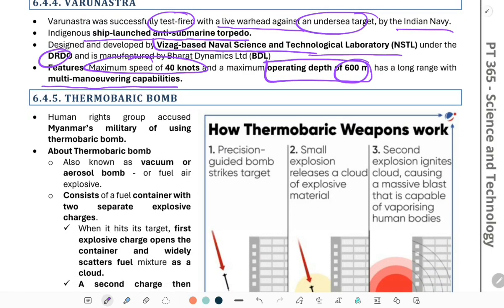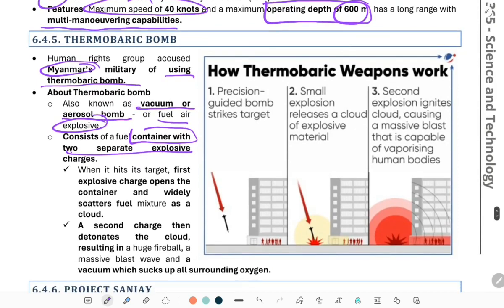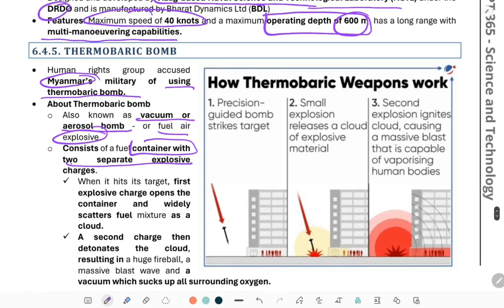Thermobaric bomb. Human rights groups have accused Myanmar's military of using this thermobaric bomb. It is also known as a vacuum or aerosol bomb or a fuel air explosive. It consists of a fuel container with two separate explosive charges. When it hits the target, the first explosive charge opens the container and widely scatters the fuel mixture as a cloud.